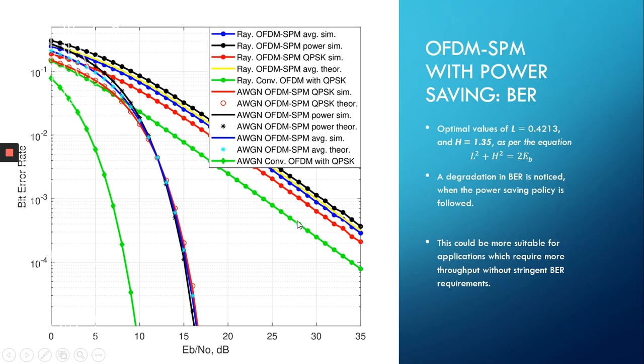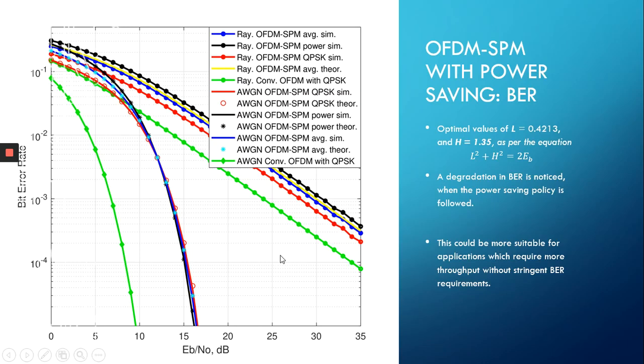And well, as we said, smaller BER is better. So from that, you can obviously see that there's a big degradation in BER, that conventional OFDM in terms of BER outperforms OFDM-SPM in a Rayleigh fading channel. Similarly, the same thing can be said about an AWGN channel. As you can see, the green line has much lower BER values. When using the power saving policy, there is some degradation in the BER. However, the gain in throughput is also equally good.